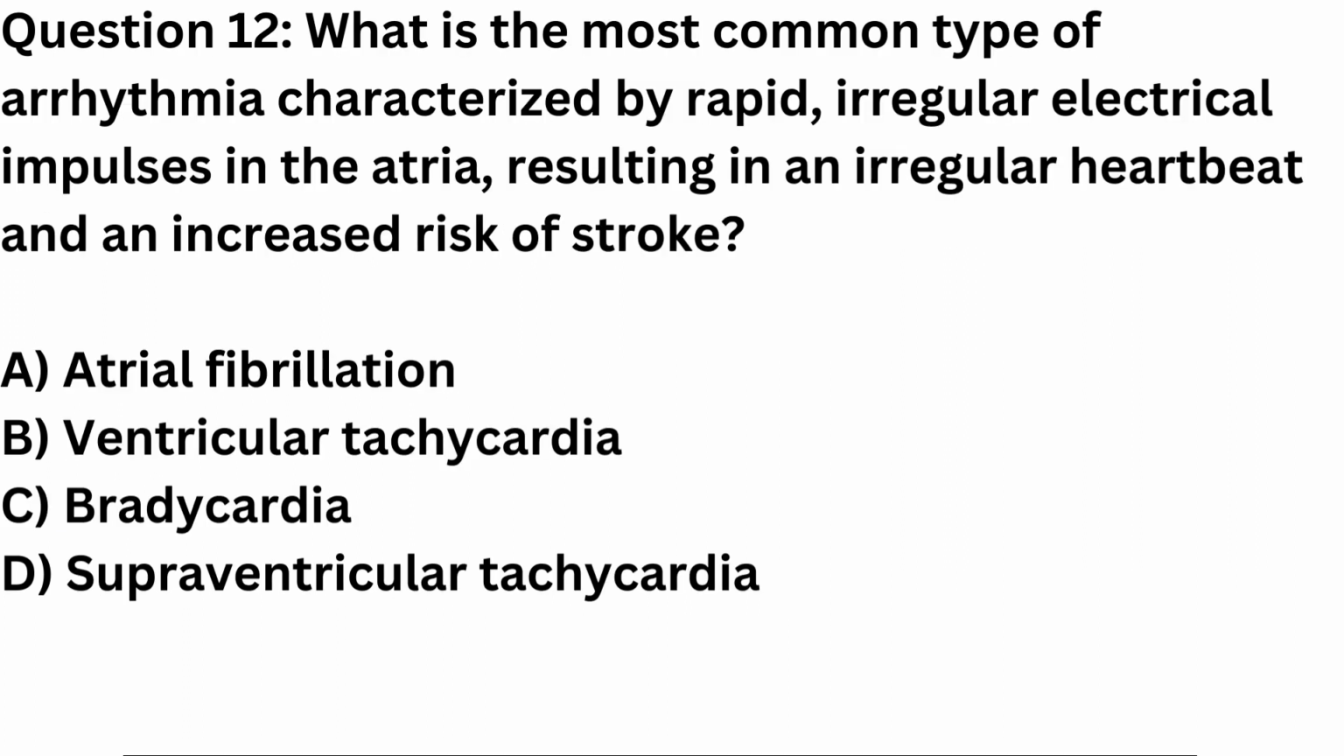Question 12. What is the most common type of arrhythmia characterized by rapid, irregular electrical impulses in the atria, resulting in an irregular heartbeat and an increased risk of stroke? A. Atrial fibrillation. B. Ventricular tachycardia. C. Bradycardia. D. Supraventricular tachycardia. Correct answer, A. Atrial fibrillation.